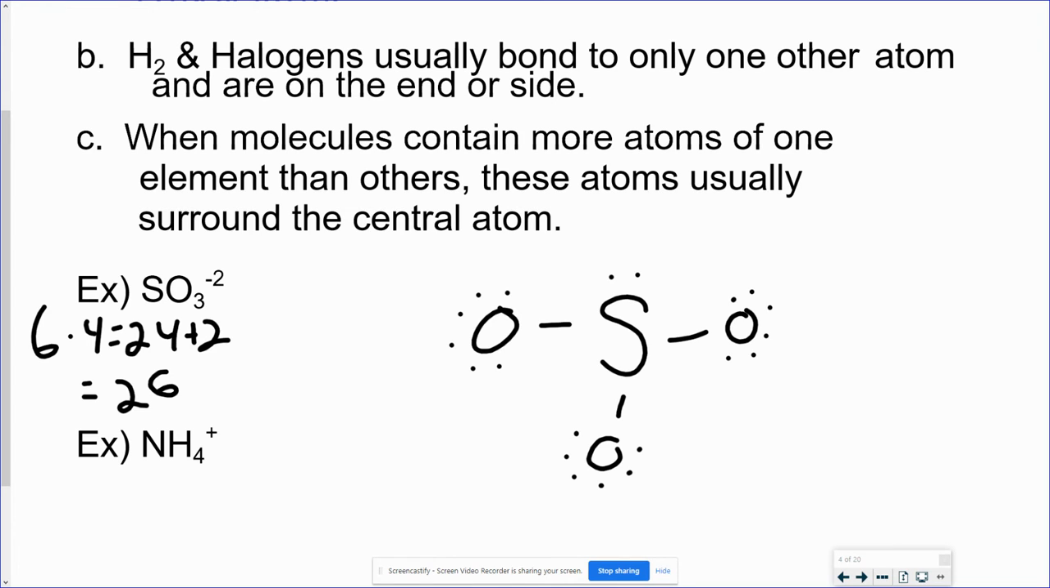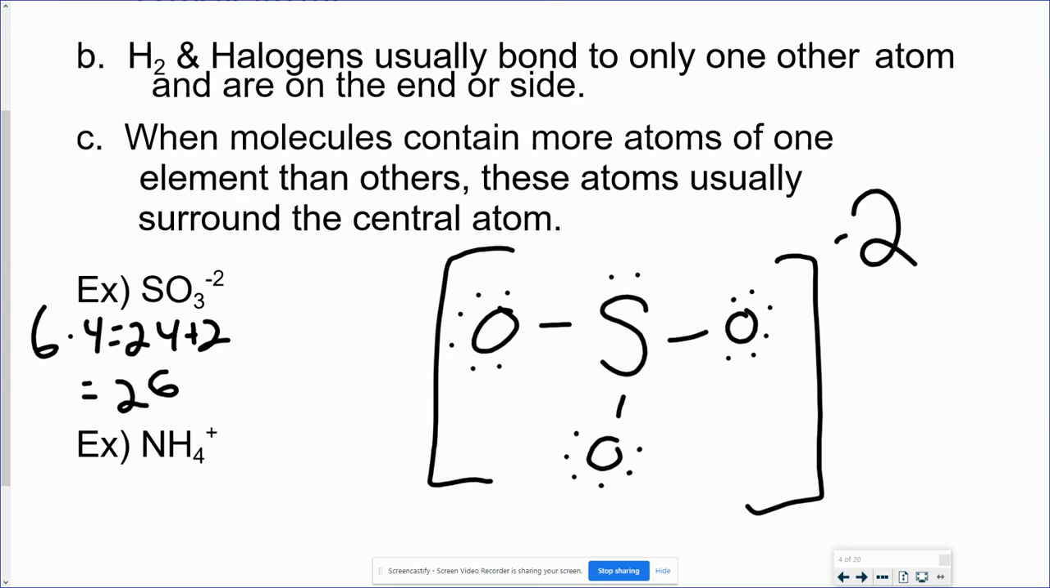So let's count them. It should equal 26. So 2, 4, 6, 8, 10, 12, 14, 16, 18, 20, 22, 24, 26. I have the correct number of valence electrons shown in my drawing. It must be correct. I'm going to put in charges or brackets to signify that it has a charge.